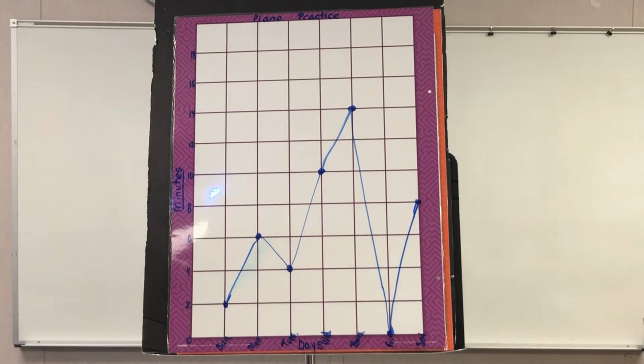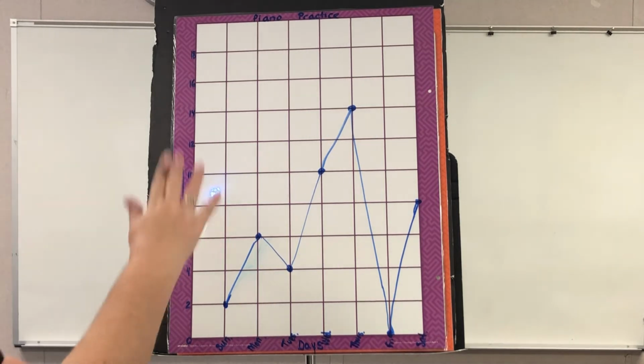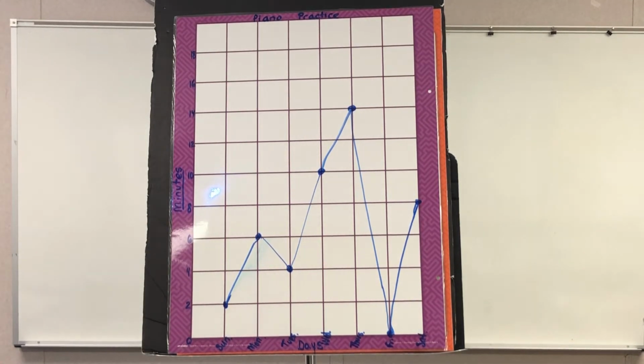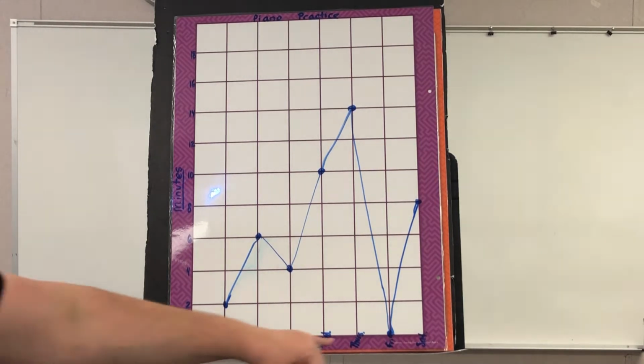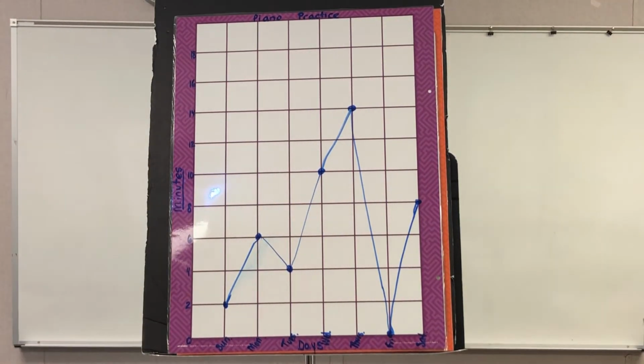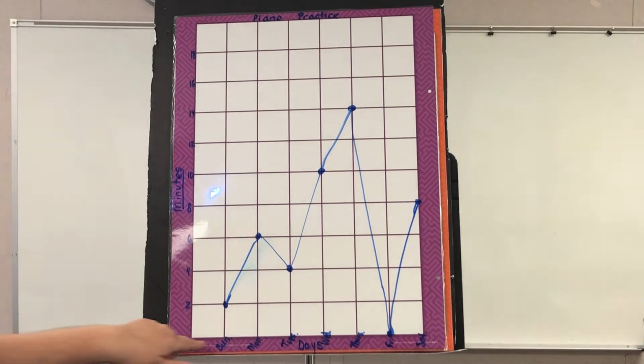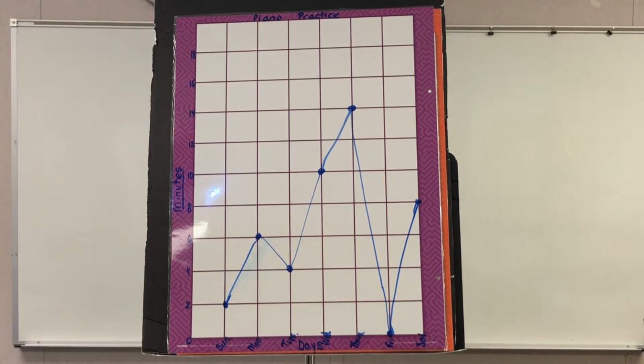So you can tell by this graph that on different days of the week, they practice different amounts of time. When it's connected, you can easily see which day they practice the most and which day they practice the least. So tell me, did they practice the most on which day? That's right, on Thursday they practiced the most and for 14 minutes. How about the least? Which day did they practice the least? How many minutes did they practice? 0. They took the day off on Friday. Very good. Very, very good.